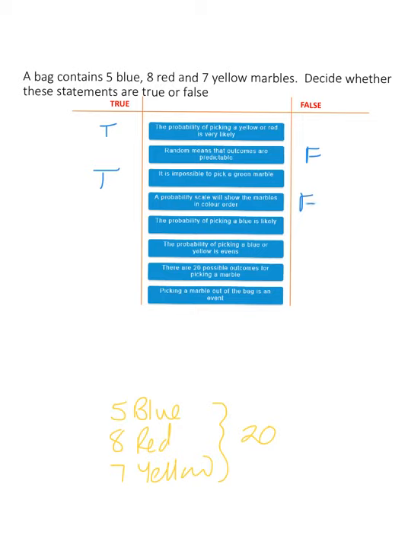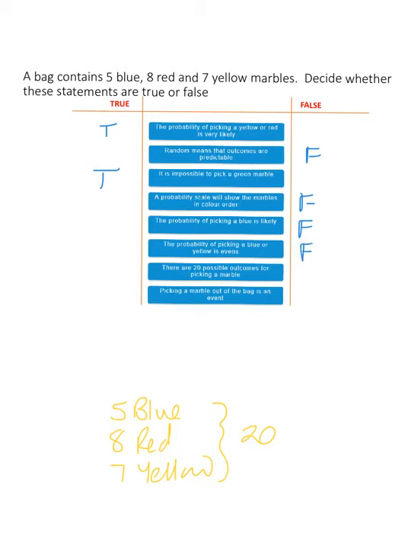The probability of picking a blue is likely. Well, 5 are blue, so 5 out of 20. So the probability of picking a blue is 1/4. So that's not right, is it? It's unlikely. Sorry, that was right. The probability of picking a blue or yellow is even. So 5 add 7 will give you 12. So it's not a half, is it? So that is false too.